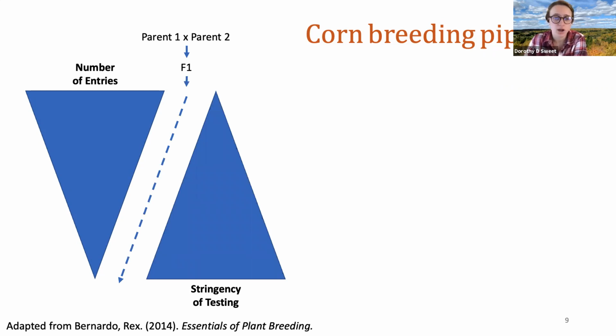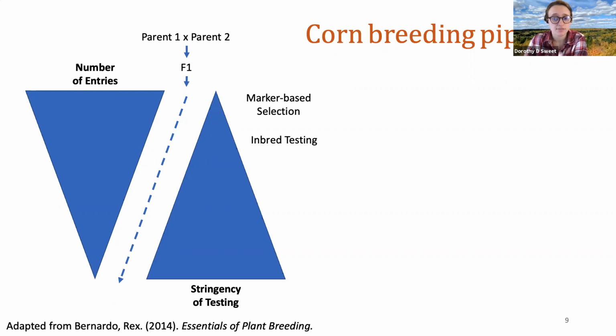Double haploids are more common now in the corn breeding pipeline, but I'm not going to cover double haploids because they're complex, for the sake of time. And this group of inbred lines decreases in number as the stringency of testing increases. So first selections are often made using marker-based selection to get rid of the individuals who might not have certain desirable characteristics such as disease resistance.